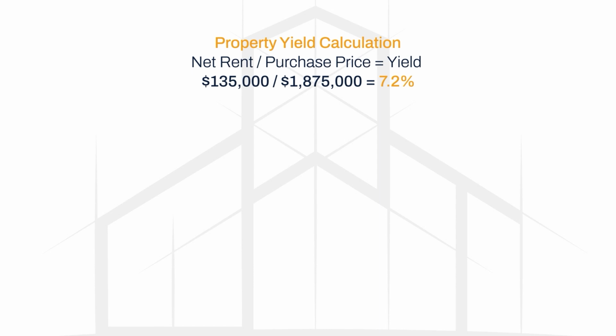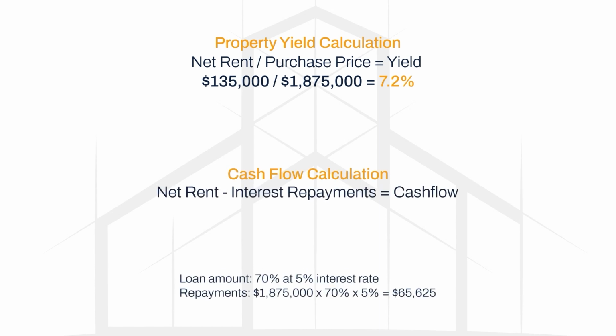Let's also look at the quick cash flow calculation. We will have a 70% loan on a 5% interest rate for this example. So our interest-only repayments would be the 1.875 million purchase price times 70% loan times 5% interest rate. This means our payments will be $65,625. Therefore, our cash flow on this property will be the net rent of $135,000 minus the repayments of $65,625, leaving us with $69,375 cash flow per year.